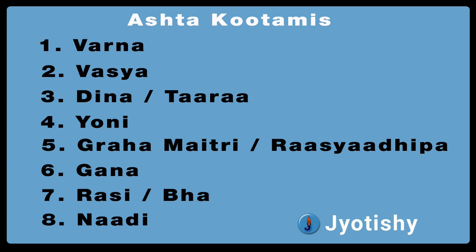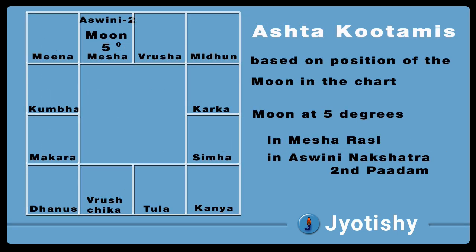You can see that the names of the Kootas are Varna Koota, Vatsa Koota, Dina or Tara Koota, Yoni Koota, Graha Maitri or Rasyadhipa Koota, then Gana Koota, then Rasi or Bha Koota, then Nadi Koota. These are the 8 Kootas. Now here in this picture you can see the South Indian type of typical chart. All the Ashta Kootas are based on the position of the moon in the chart. In this example, moon is at 5 degrees, which means he is in Mesha Rasi and in Aswini Nakshatra, second Padam.